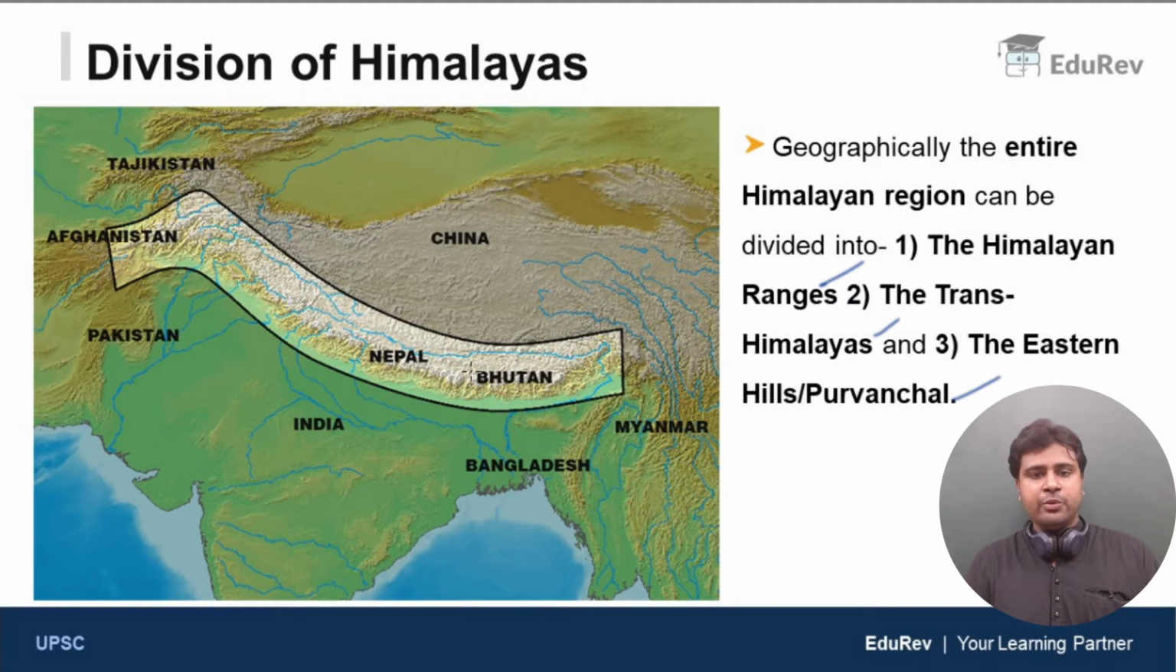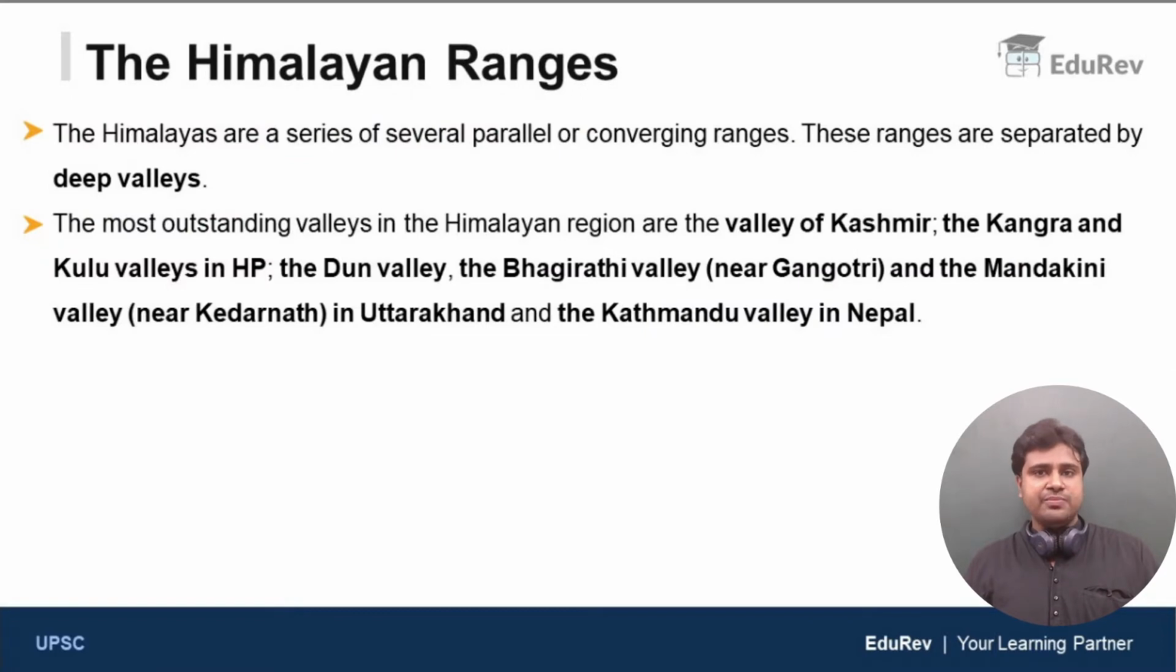The entire Himalayan region which is highlighted in the map, we are dividing into three distinct geographic regions. The first one is Himalayan Ranges, second Trans-Himalayas, and third one is Eastern Hills. Now let us start our discussion with the first one, the Himalayan Ranges. The first division, Himalayan Ranges.